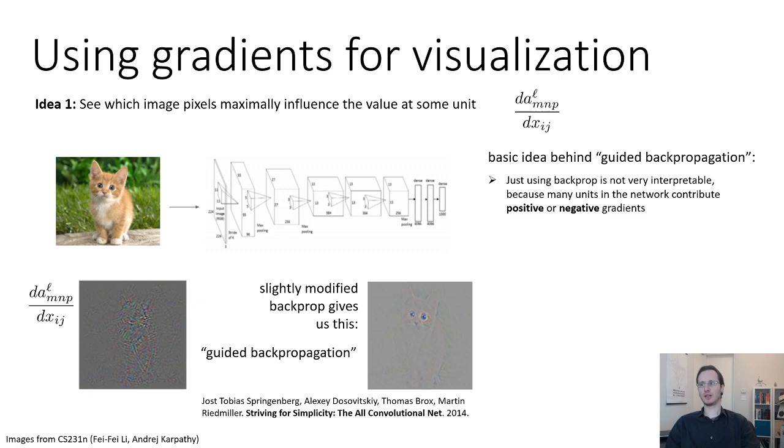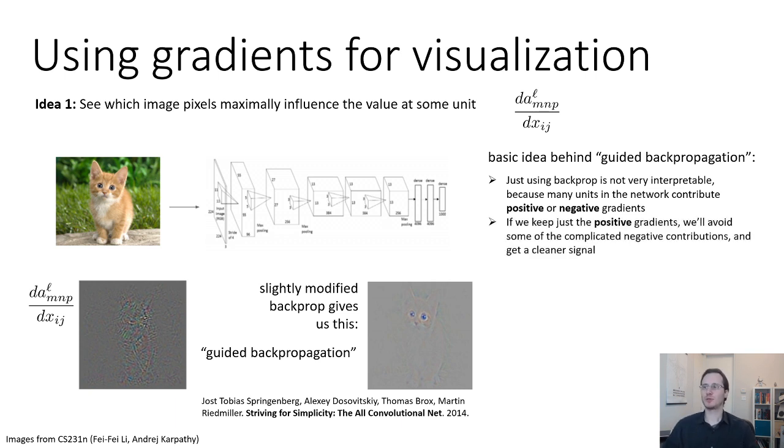Regular backprop is not very interpretable because lots of other units in the network will contribute both positive and negative gradients to a given unit. So this unit might be influenced positively by other units in preceding layers. It might also be inhibited, influenced negatively by lots of other units. And these negative inhibitions tend to be very complicated, whereas the positive contributions tend to be a little simpler. It's not entirely obvious why that's true, but that just seems to be the case. So maybe if we just keep only the positive gradients, we'll avoid some of those complicated negative contributions and get a much cleaner signal.